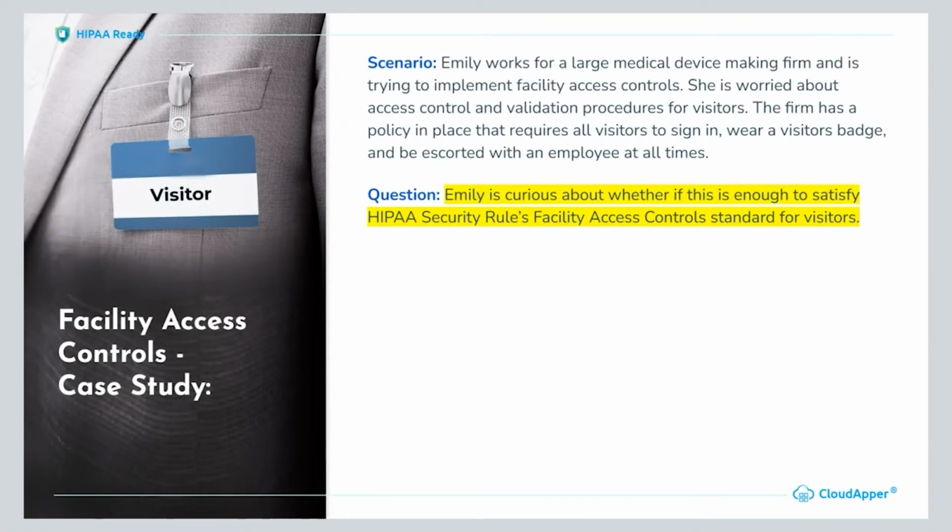Let's do a case study on facility access controls. Emily works for a large medical device making firm and is trying to implement facility access controls. She is worried about access control and validation procedures for visitors. The firm has a policy in place that requires all visitors to sign in, wear a visitor's badge, and be escorted with an employee at all times. Emily is curious about whether this is enough to satisfy HIPAA Security Rule's Facility Access Control standard for visitors.